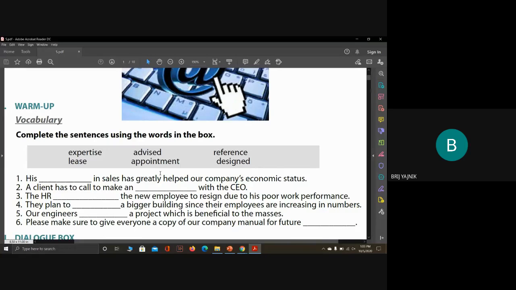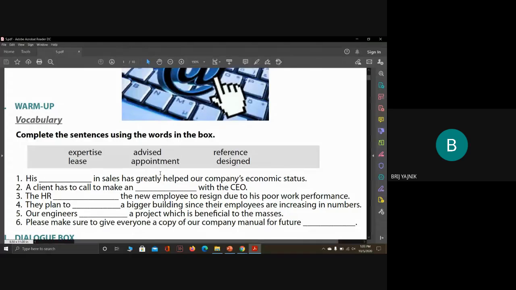for future. Now, which word matches with future? Is it future expertise? Is it future advice? Is it future design, future appointment, future lease, or future reference? Future reference is a common word. So future reference, right? That's a very common word there.